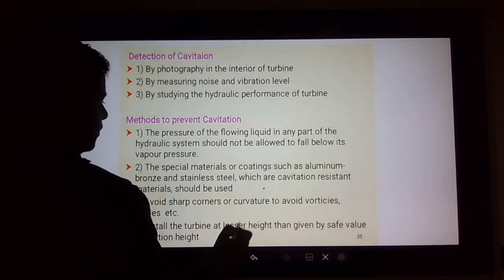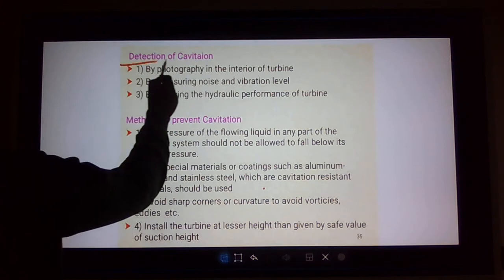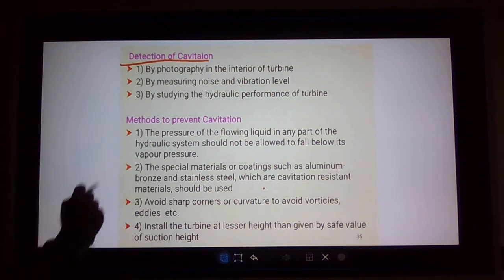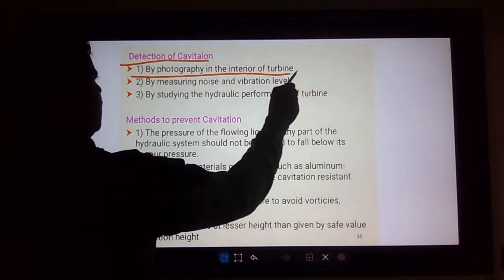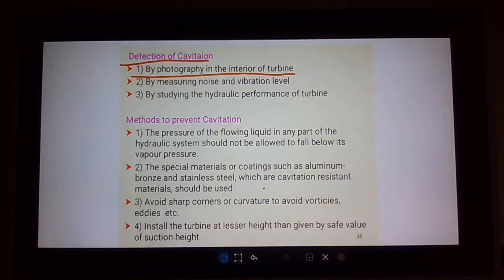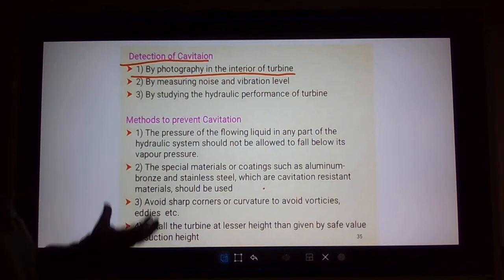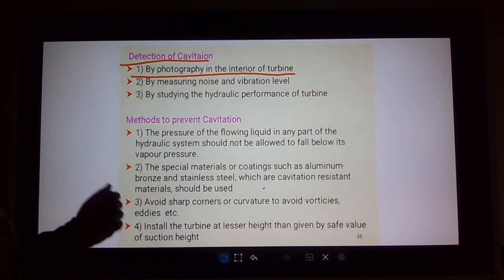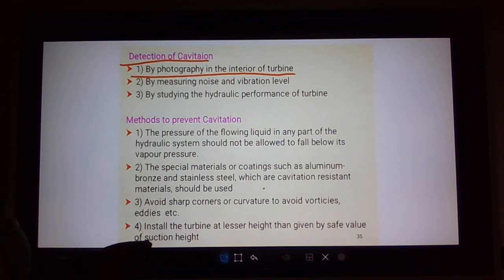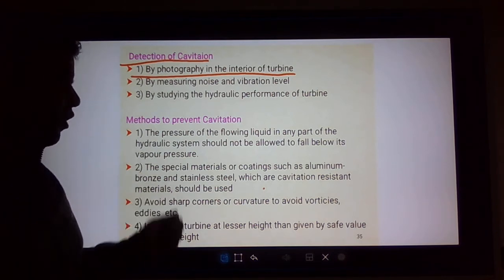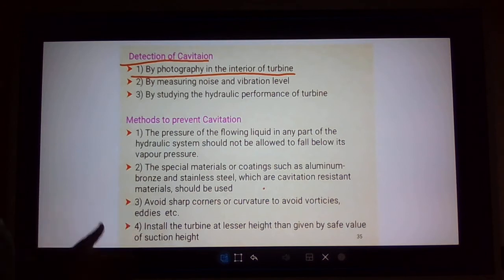Okay, so detection of cavitation. First of all, by photography of the interior of the turbine. If you take photographs of the interior of the turbine, you can easily find out that there is some cavitation, because the surface was smooth but now it is rough. Sometimes a small camera will be inserted in between the pipes with the liquid, or sometimes with some type of rod you have.